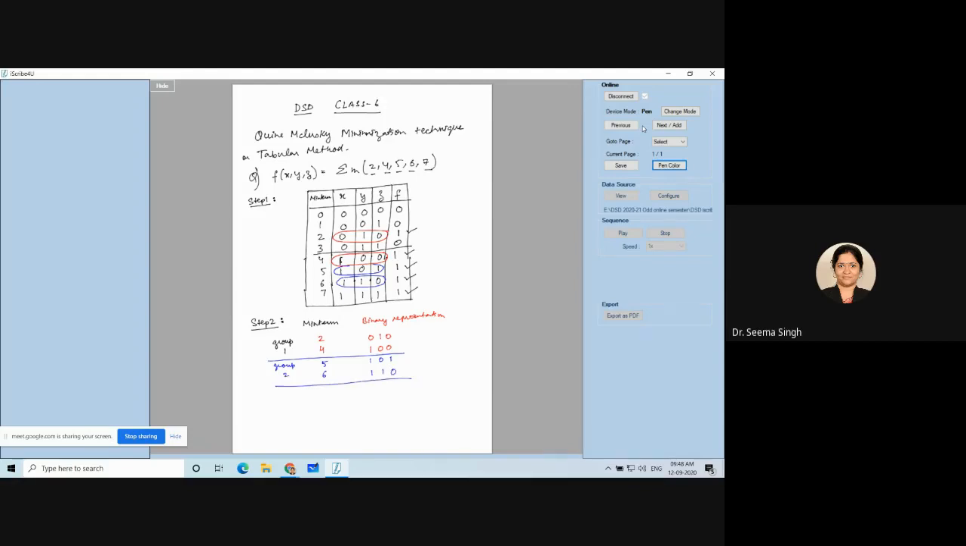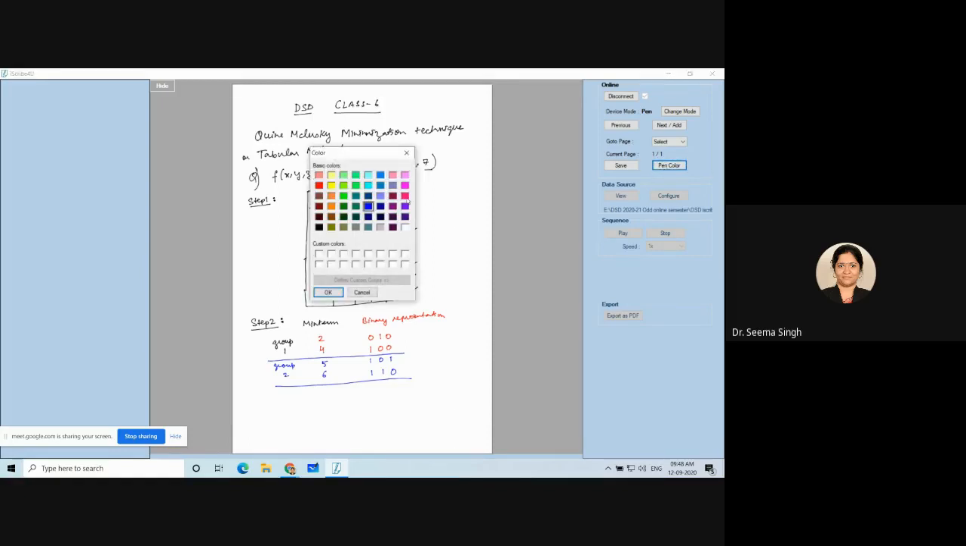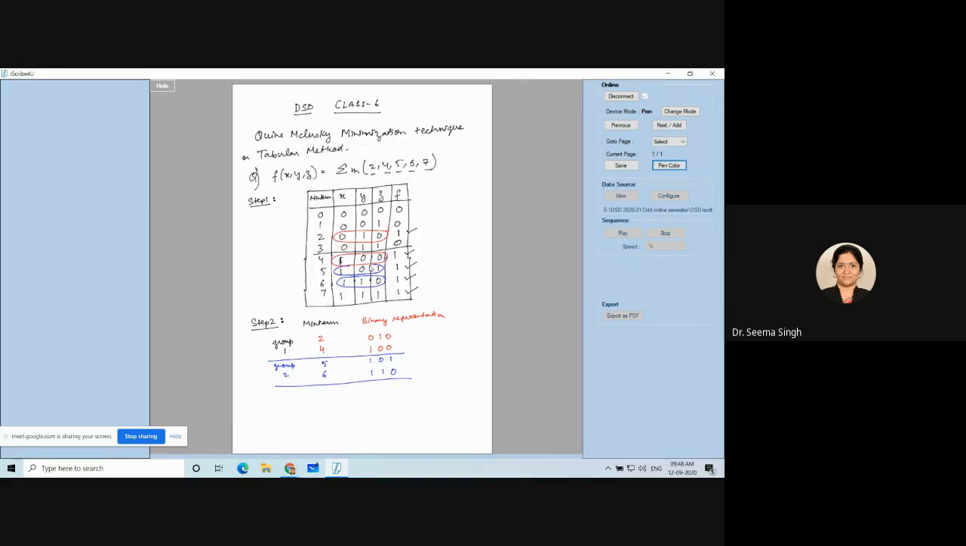Yes, 3 ones will go to group 3. Now let us go to group 3. Group 3 says it should have 3 ones, and that can be only 7 because it is just a 3 variable question. So this is your third group. Did you understand?